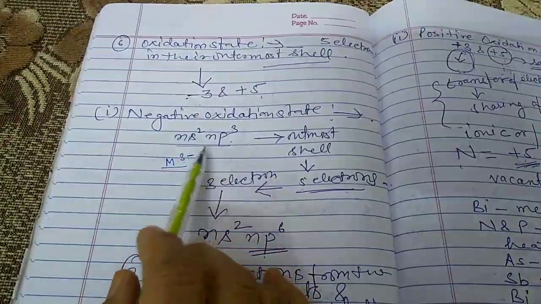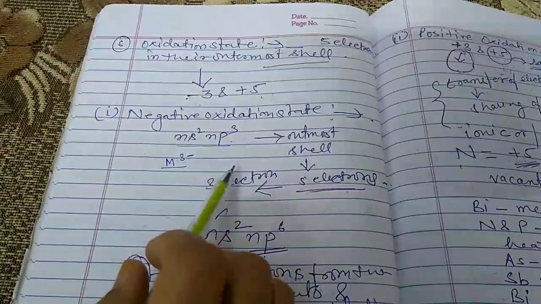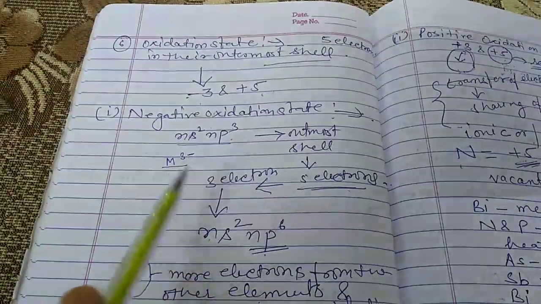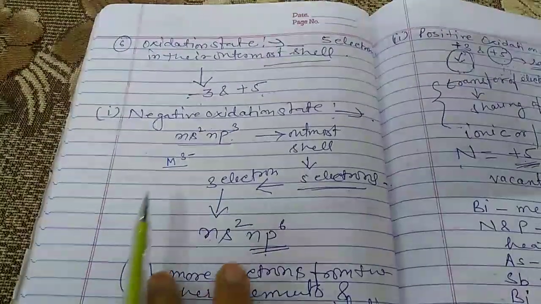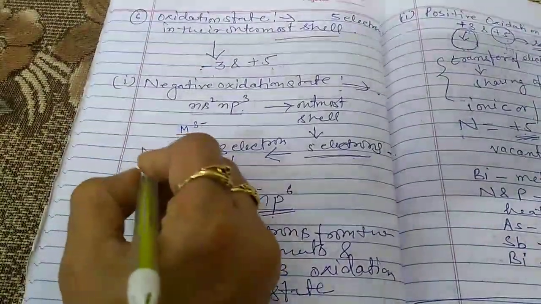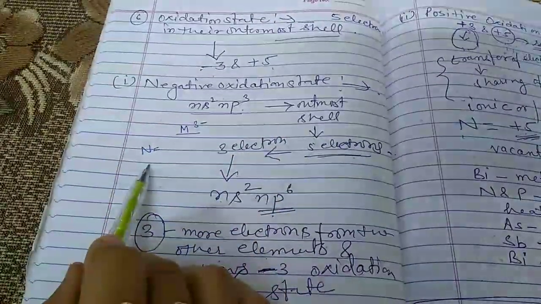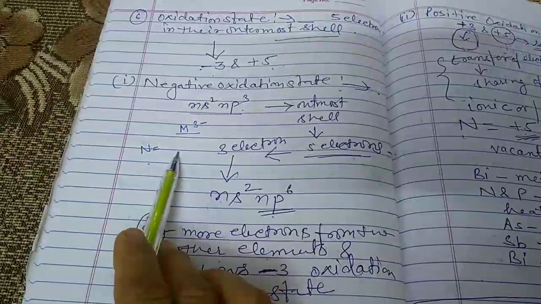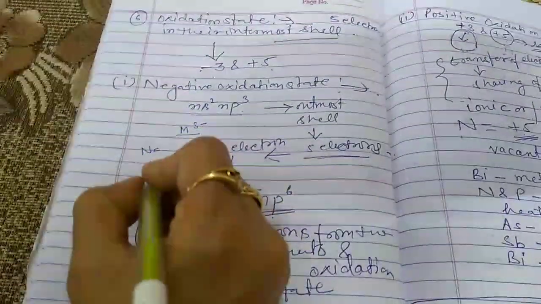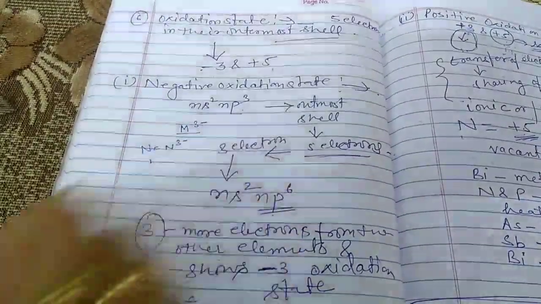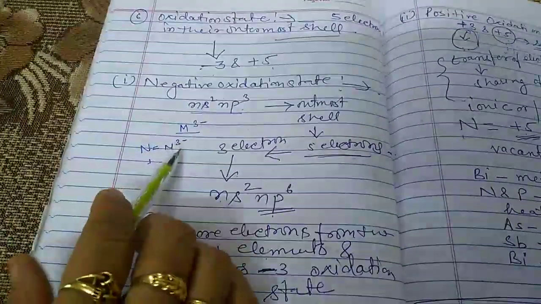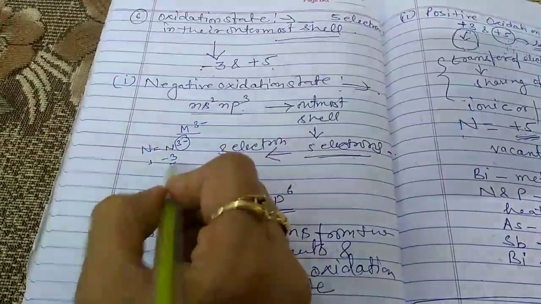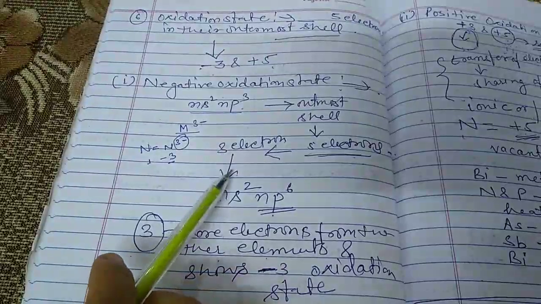However, nitrogen, being the smallest in size and the most electronegative element of the group, forms the N3- ion and shows an oxidation state of -3. This is the property of nitrogen, that it possesses the smallest size and is a highly electronegative element of the group.